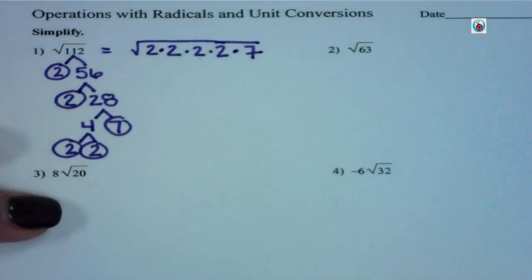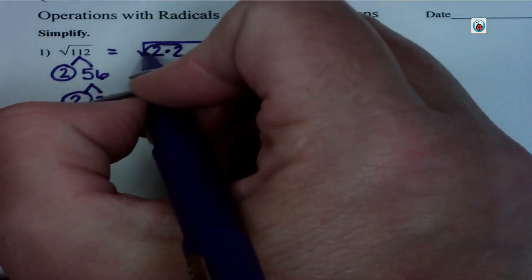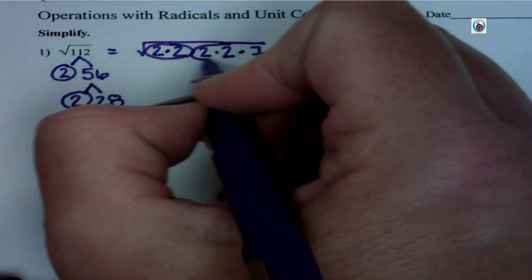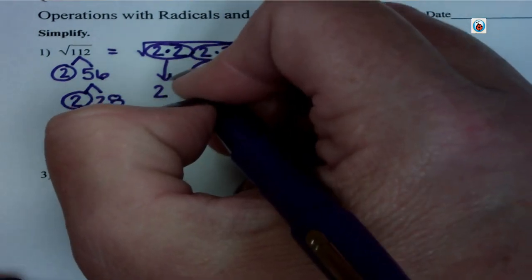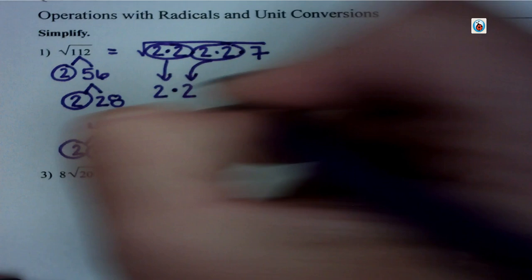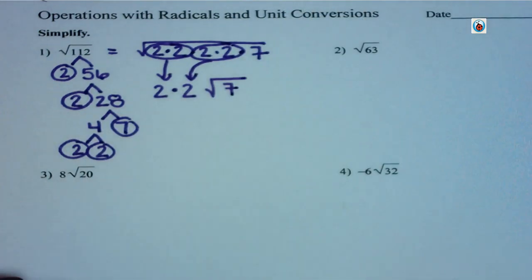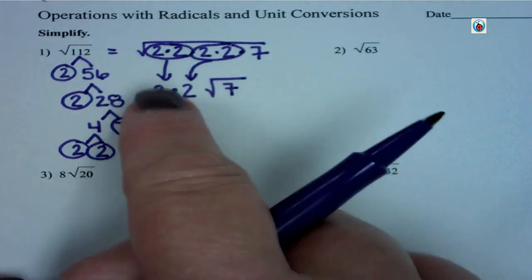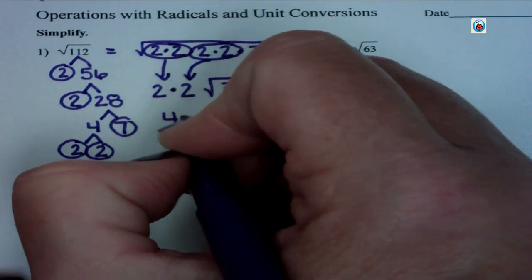So now that I have my 112 broken down to prime numbers, I'm going to look for my pairs. Well, I have a pair of 2's here and another pair of 2's. So this pair of 2 comes outside and becomes 1, 2. This pair of 2 also comes outside and becomes 1, 2. And then the poor 7 has to stay home under the radical. My last step is to multiply these outside numbers. So 2 times 2 is 4. So I get 4 radical 7 as my answer.